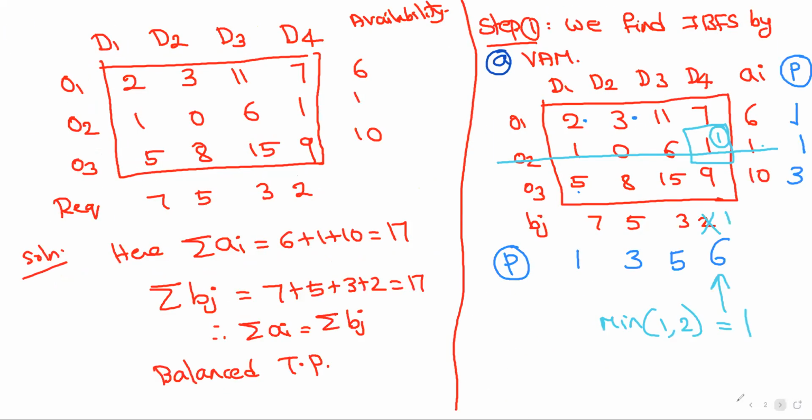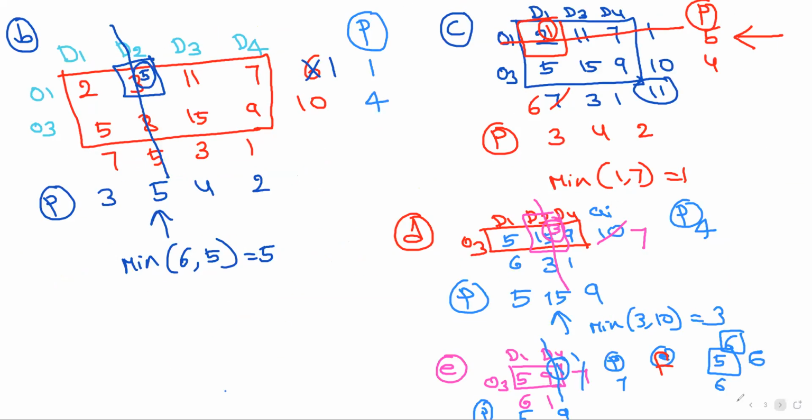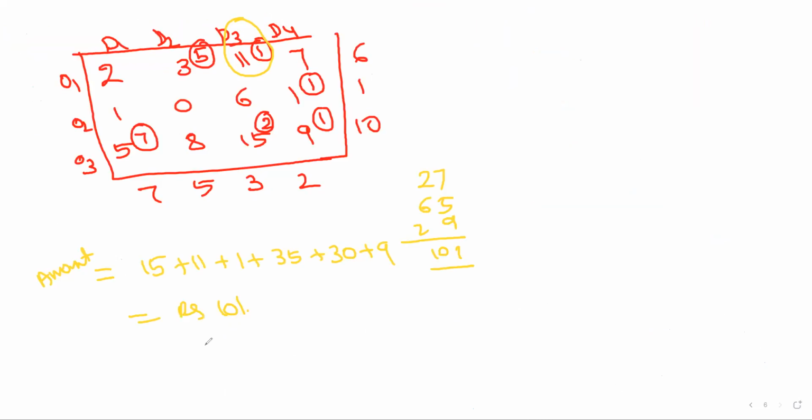Okay, I erased that one. I got 102 rupees. Now how much you got? 101 rupees you got. Like that slowly we have to try to reduce it. And again, 1 is 1. Now leave it. Consider another non-basic cell.